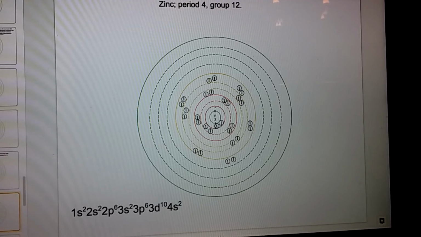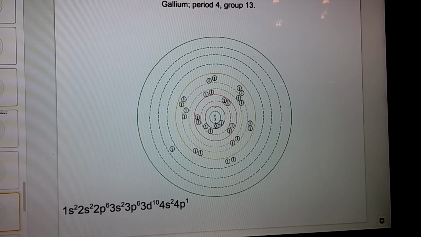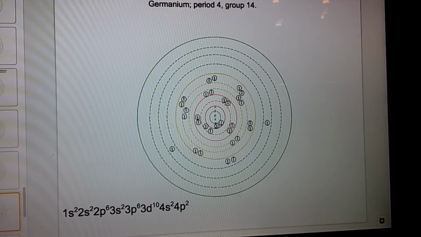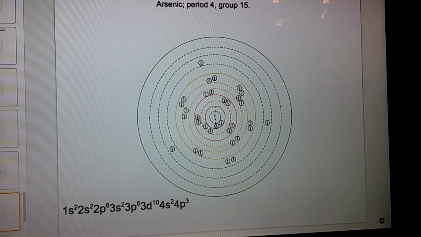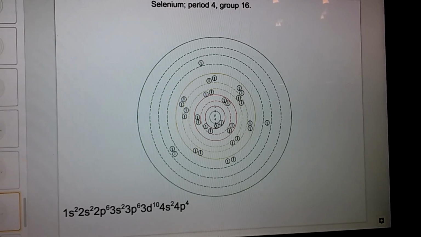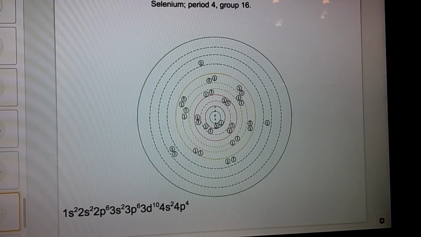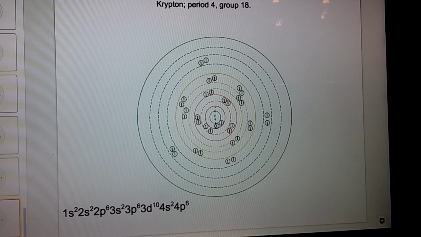Zinc, period 4, group 12. Gallium, period 4, group 13. Germanium, period 4, group 14. Arsenic, period 4, group 15. Selenium, period 4, group 16. Bromine, period 4, group 17. Krypton, period 4, group 18. And stop there as far as the periodic table progression.